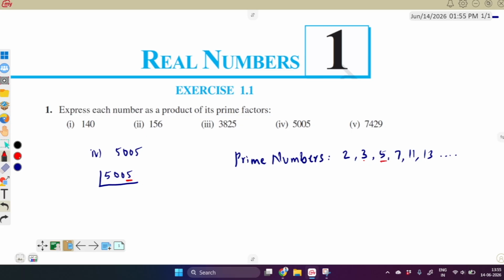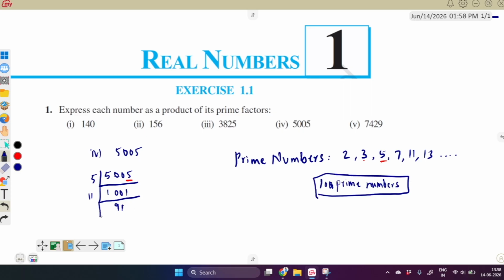Now we are going to divide it by 5. So 5 times 1 is 5, 0, 0 and 1. This is simple division. Now this is divisible by 11. You can check it. So 11 9s are 99, remainder 1. So 11, 11 ones are 11.